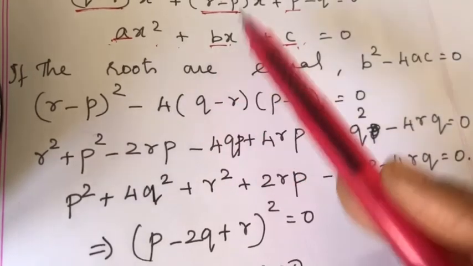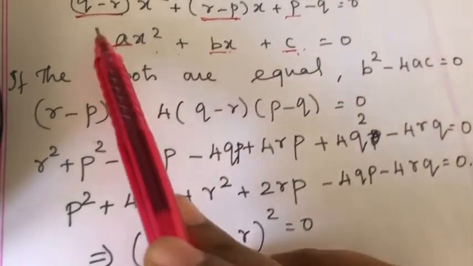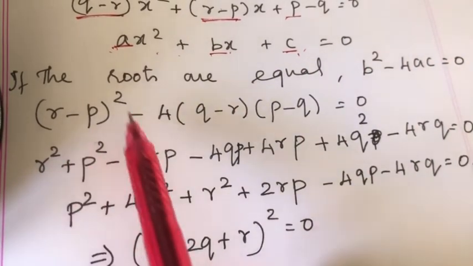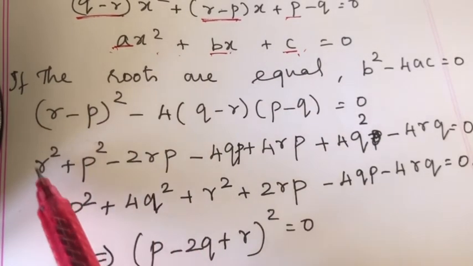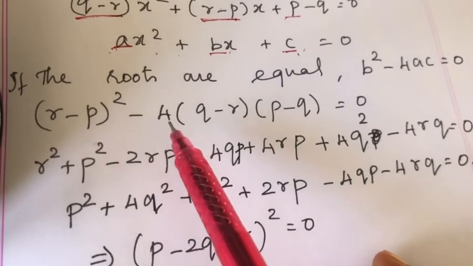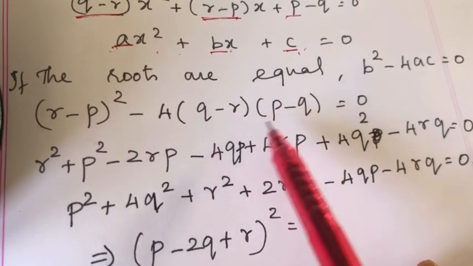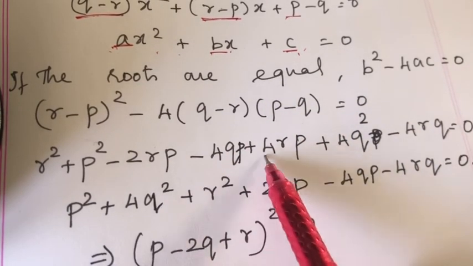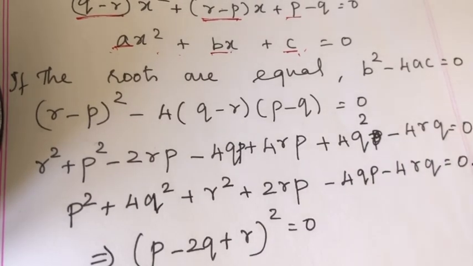So, what is our b? It is (r minus p) the whole square. And what is our a? Q minus r. And what is our c? P minus q. So, b square minus 4ac is equal to 0. I expand this: r square plus p square minus 2rp minus 4 into this term. While multiplying all the elements, I get 4qp plus 4rp plus 4q square minus 4rq.